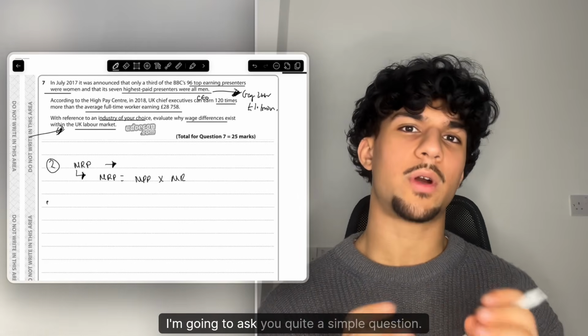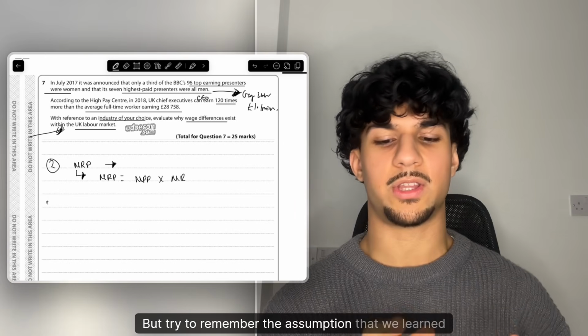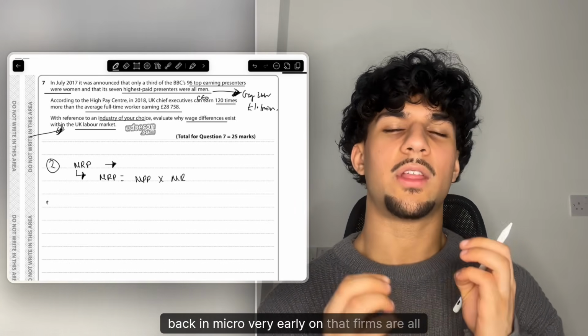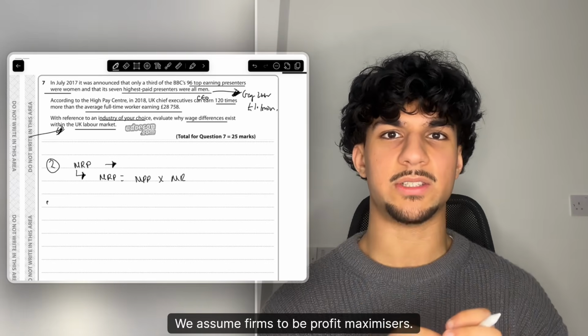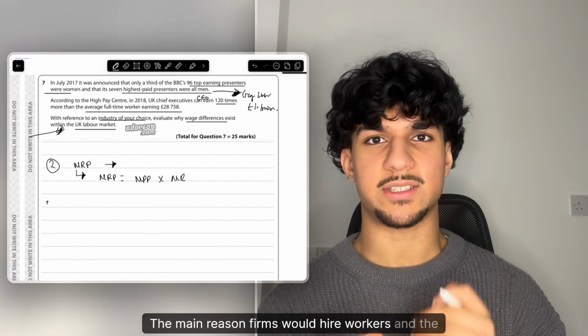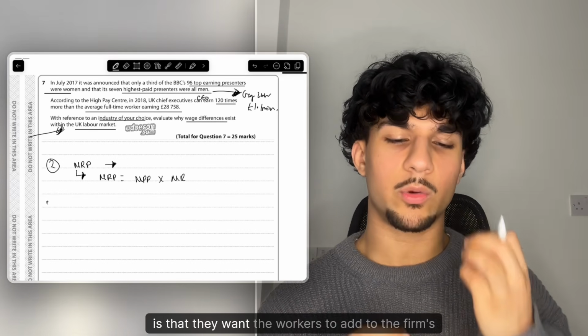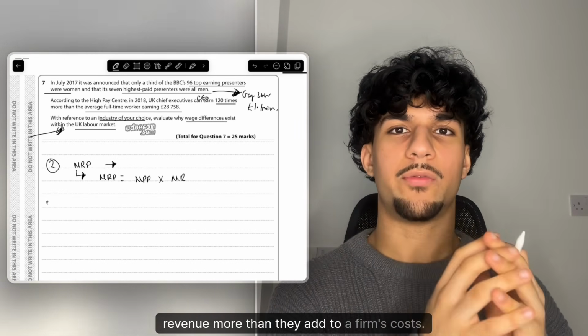So now if we transition back to the fundamentals of labour markets, the assumptions that all this content is based upon, I'm going to ask you quite a simple question. Why do firms hire workers? But try to remember the assumption that we learned back in micro very early on, that firms are all profit maximizers. We assume firms to be profit maximizers. So again, why do firms hire workers? The main reason firms would hire workers is that they want the workers to add to the firm's revenue more than they add to a firm's costs.